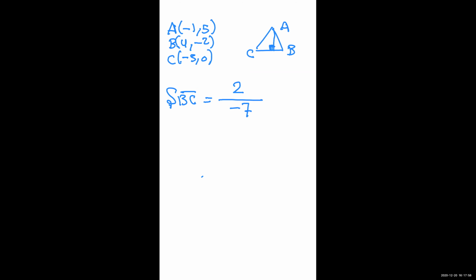Now, guys, I want to get the slope of the line which is perpendicular to BC. I will call it AD. So the slope of AD will equal the multiplicative and additive inverse of the first slope, because the multiplication of both will equal negative 1. So 7 over 2. Yes?